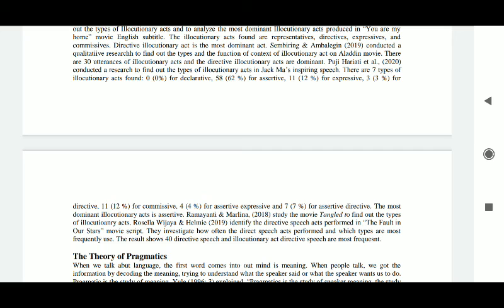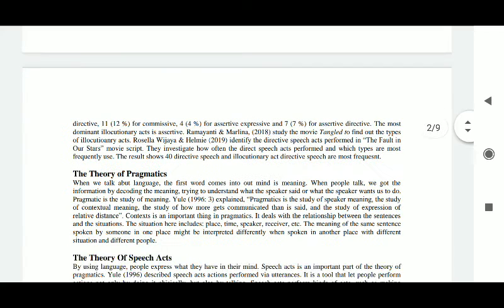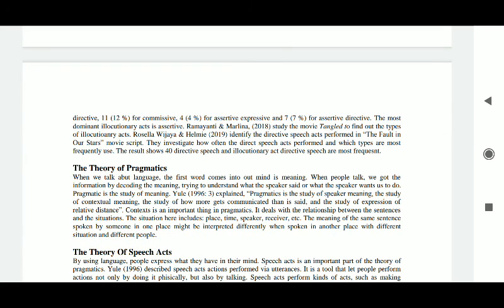And there is Puji Haryati et al. conducted a research to find out the types of illocutionary act in Jack Ma's inspiring speech. And then Ramayanti and Marlina studied the movie Tangled to find out the types of illocutionary acts. And then Rosella, Wijaya, and Helmi identified the directive speech act performed in The Fault in Our Stars.